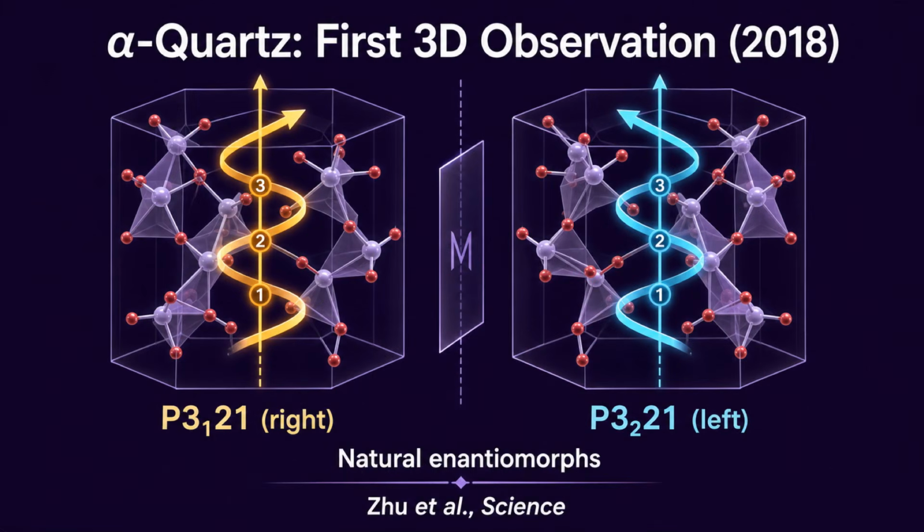The first observation of chiral phonons in a 3D crystal was reported by Zhu and colleagues in Science in 2018, studying alpha quartz. Alpha quartz crystallizes in chiral space groups P3121 for right-handed crystals or P3221 for left-handed. These space groups contain screw axes that give rise to structural chirality. Natural quartz exists as both enantiomorphs.